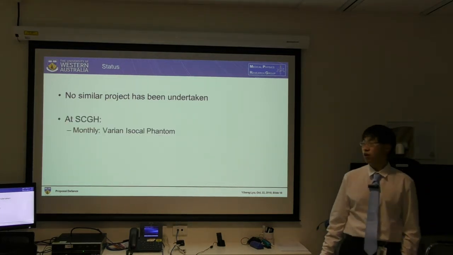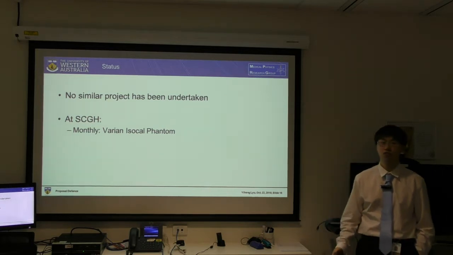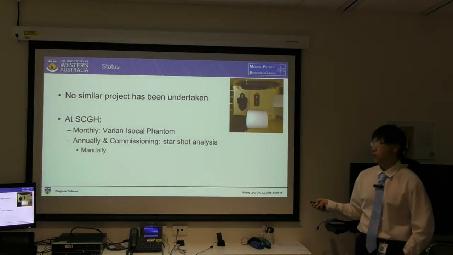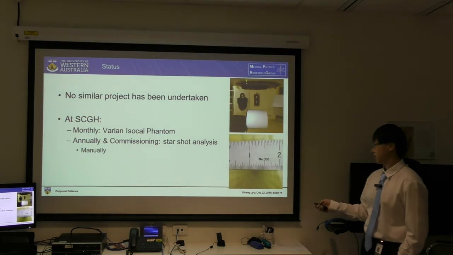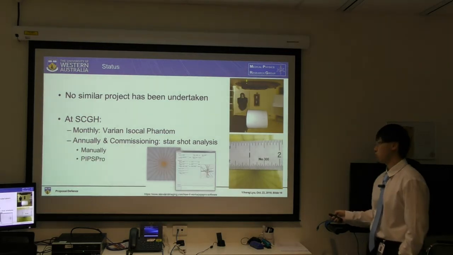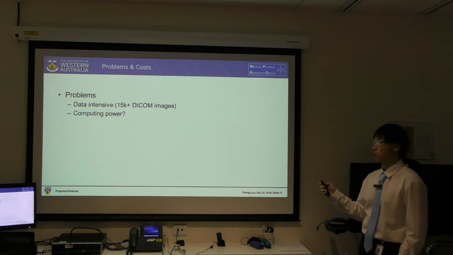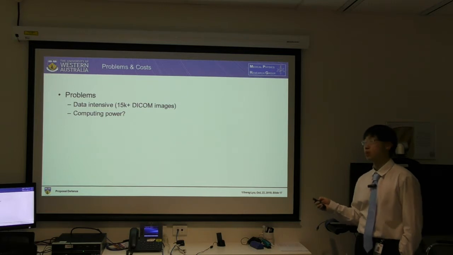So far, no similar project has been undertaken here at Charlie's. In monthly QA, we use the Varian isocenter phantom to check radiation isocenter, which looks like this. In annual QA and commissioning, we use star-shot analysis, which is analyzed manually like this or using commercial software, PIPSpro. The problem is that this is a data-intensive project involving more than 15,000 DICOM images, so the computing power might be a problem.